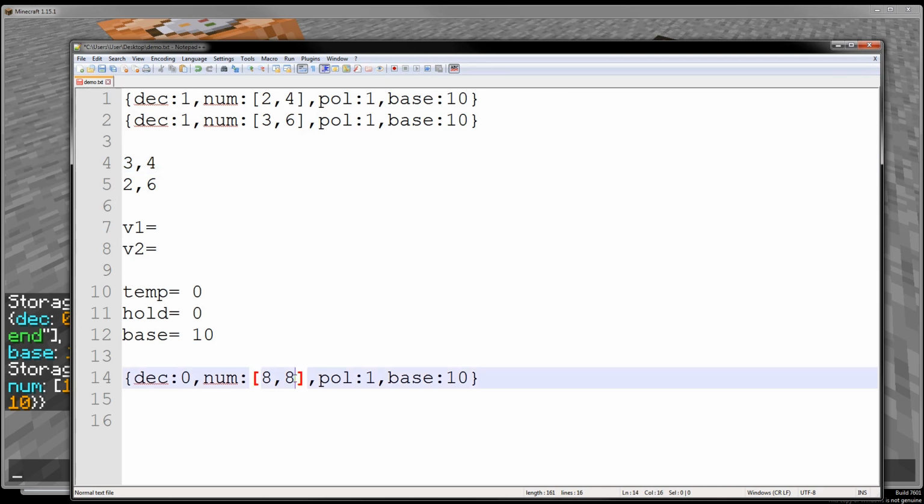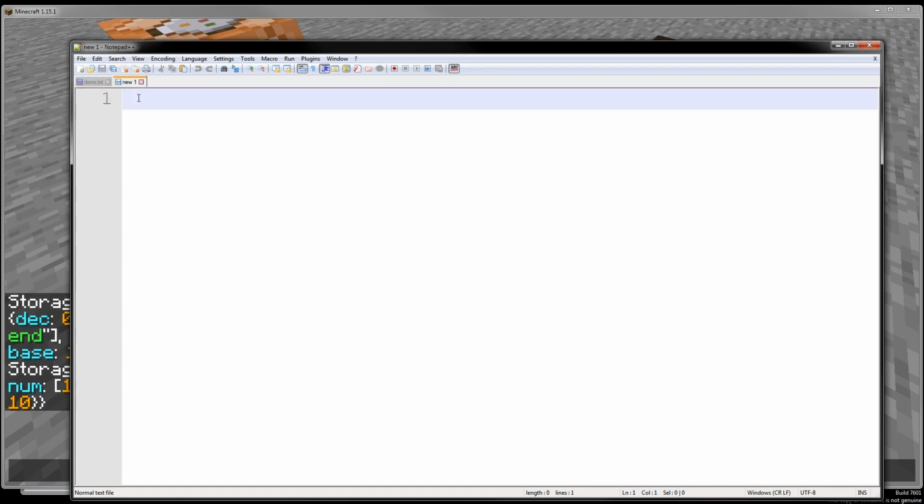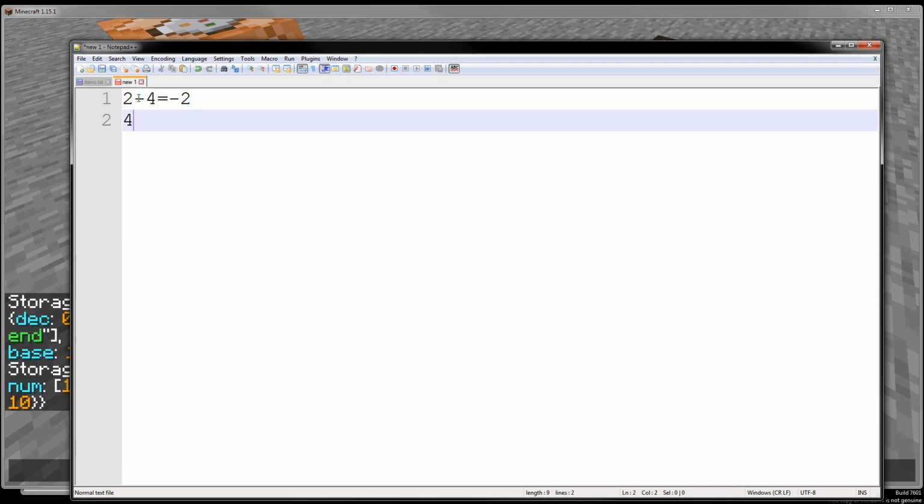But what I do is, if value 2 is greater than value 1, I mark the polarity of the output as -1. So that's how I keep track of the output, because basically if you subtract 2 minus 4, you get -2, which is the same as doing 4 minus 2, which just gives you 2.